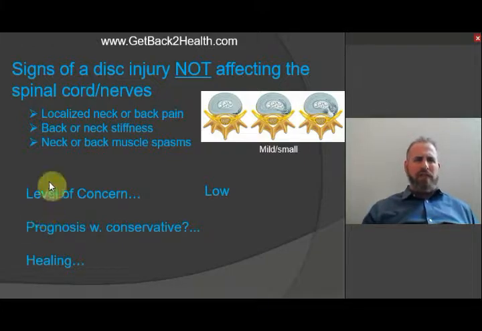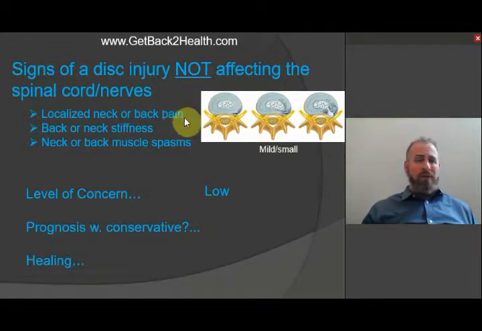So the first situation we have here is maybe a disc injury that is not affecting the spinal cord and the nerves. So we have some degenerative disc disease, we may even have some disc herniation, but again, these are either relatively mild or relatively small injuries. They're not to the point where they're interfering with or affecting the nerves and the spinal cord at all.